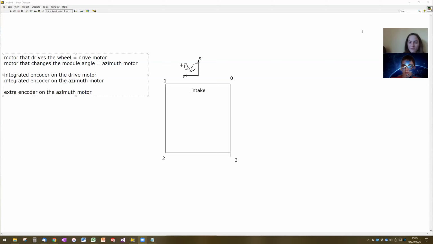Okay, so Adam says the extra encoder is a 1-to-1 ratio with the angle of the module. So the encoder reads the angle of the module so that the robot doesn't have to do math to see what the angle of the module is, which can be a problem if the robot browns out.